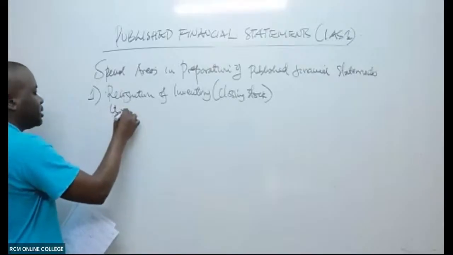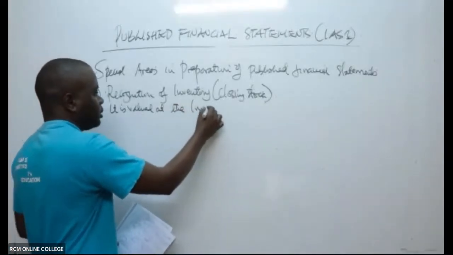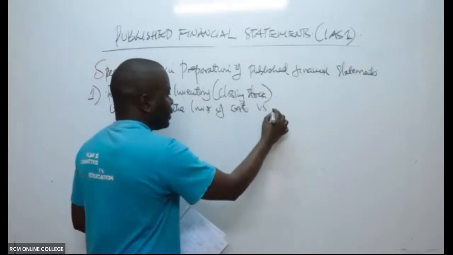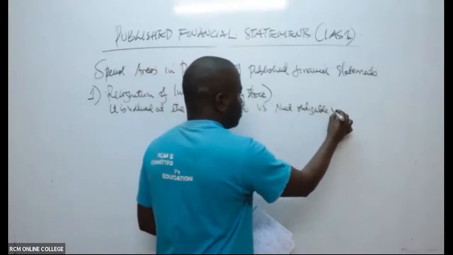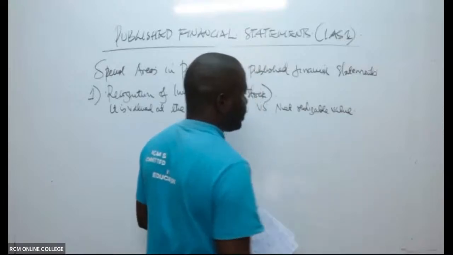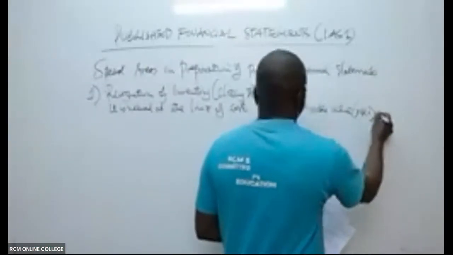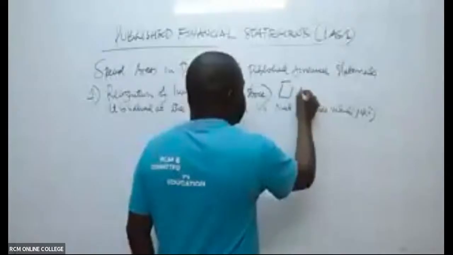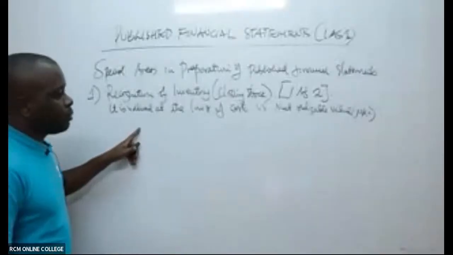It is valued at the lower of cost vis-a-vis the net realizable value. Sometimes you just call it NRV. And this, of course, is in accordance with International Accounting Standard number 2 on inventory. Always, when you're valuing inventory, you should value it at the lower.